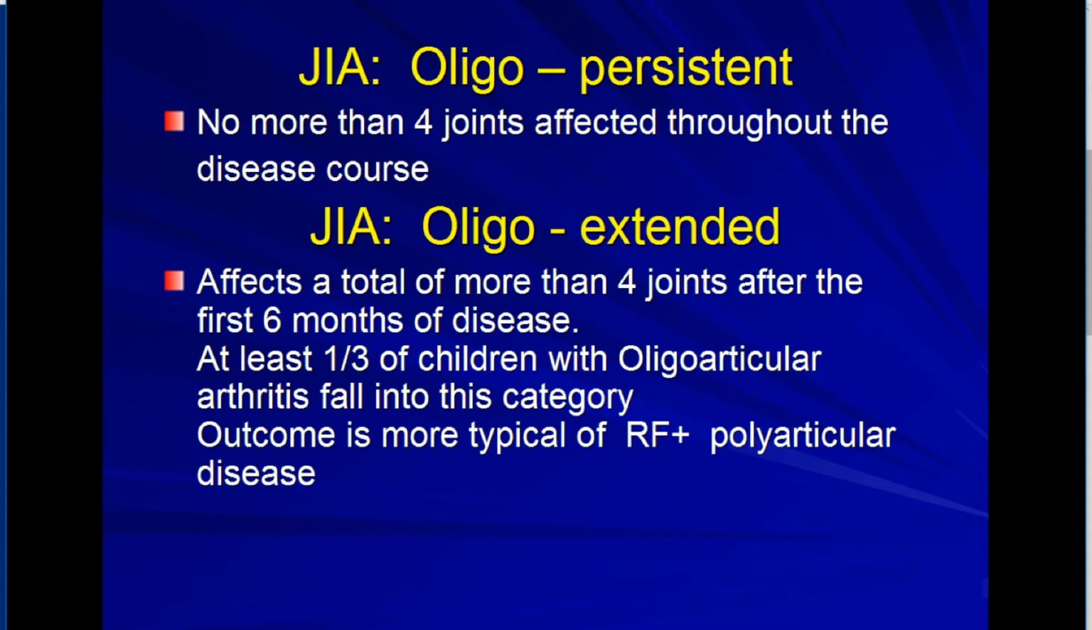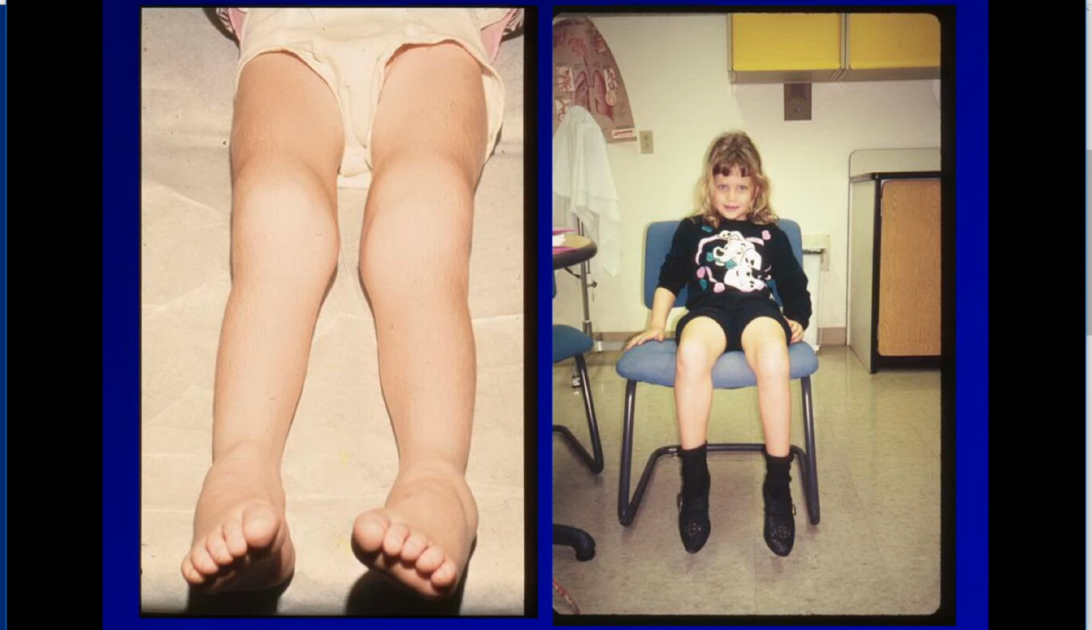Persistent oligoarthritis, no more than 4 joints throughout the disease course. Extended, a total of more than 4 joints after the first 6 months. And more typical of the RF-positive polyarticular disease.